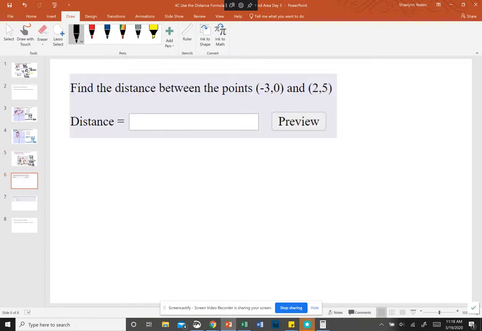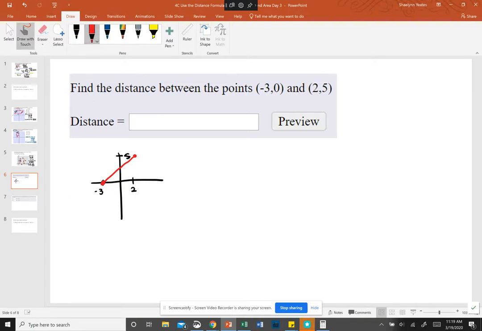All right, so on number 6, it says find the distance between the points (-3, 0) and (2, 5). So right here, I like to draw a picture. So I would go -3, 0. So there's my point. And then the other one, it says to go over 2, up 5. So that would be that point right there. So I'm looking for the distance here.